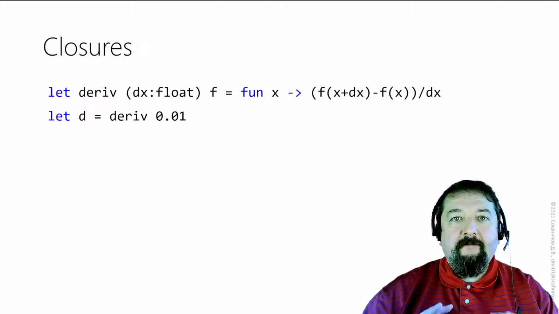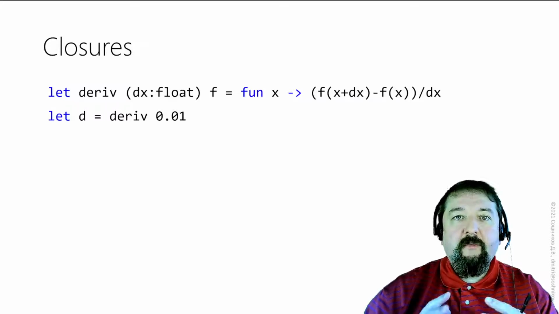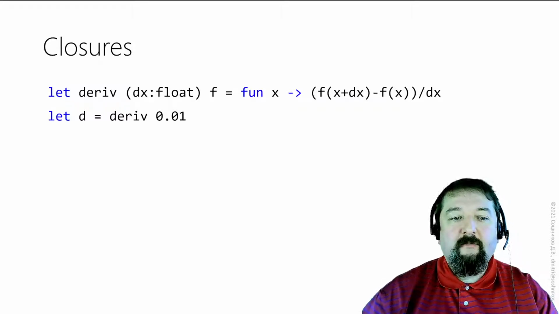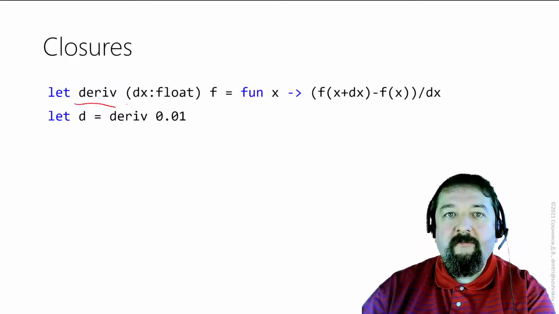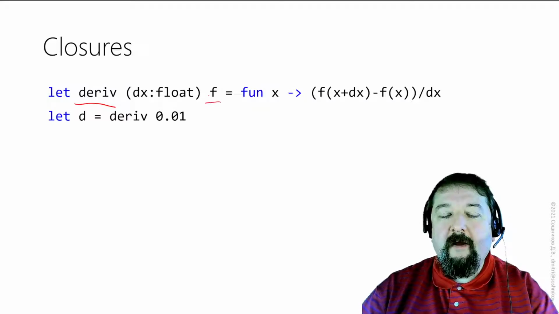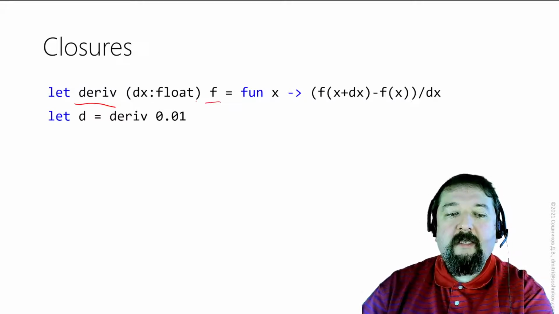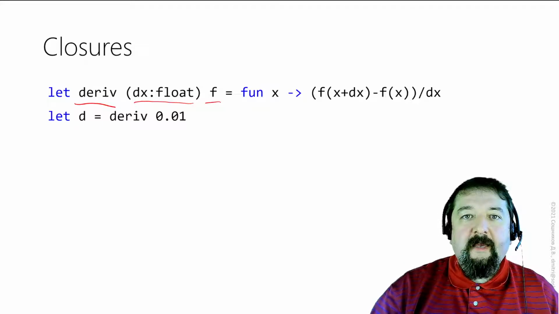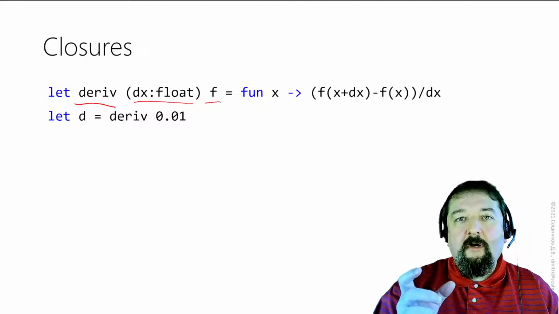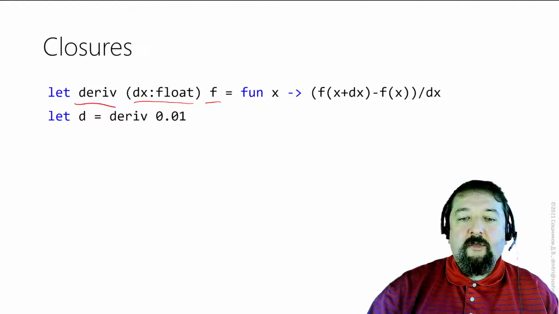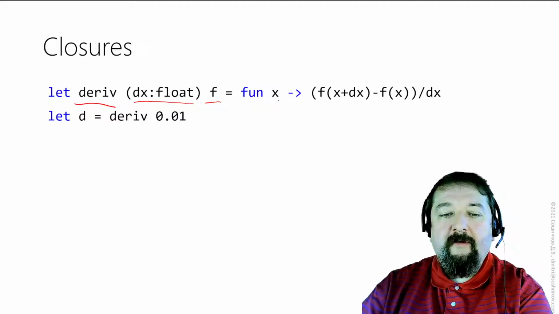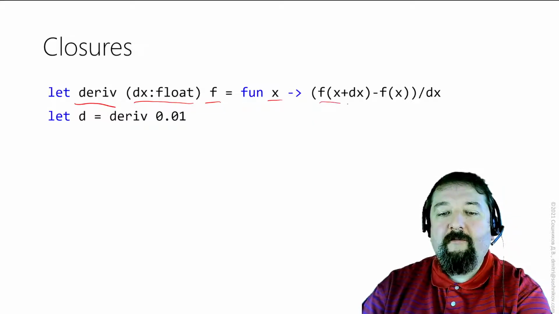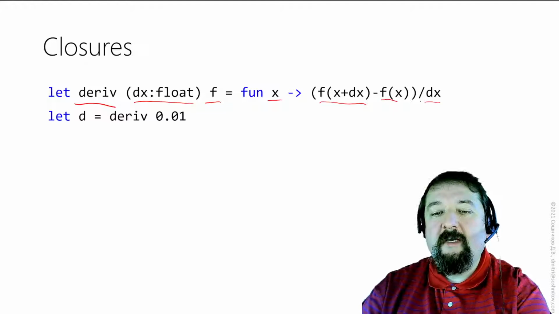Suppose I want to define a function which computes the numerical derivative of any other function. I would call this function deriv, and it would take the function f, and also some small variable dx, which will define how big I want the interval for computing the derivative to be. Then I would return a function of x, which computes f of x plus dx minus f of x, divided by dx.